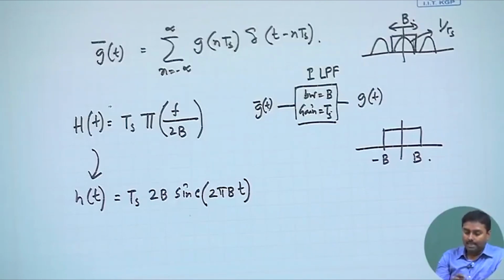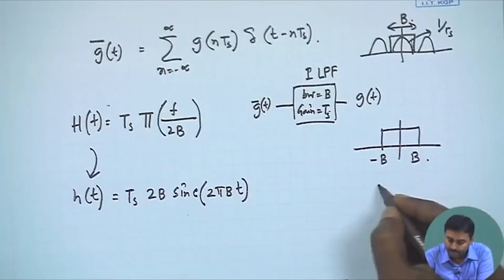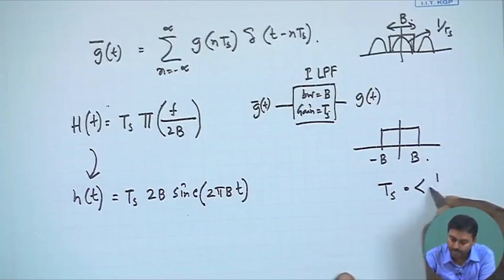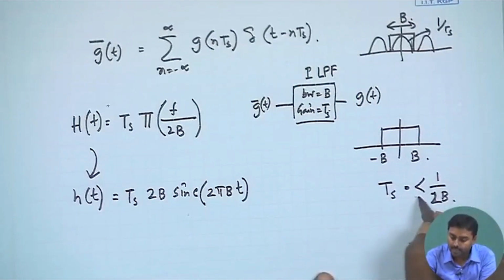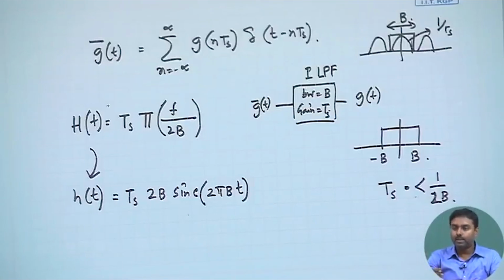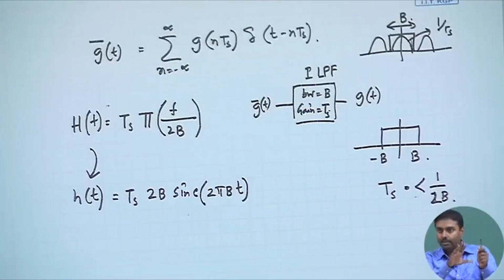Now, let us say we have just satisfied the Nyquist criteria. That means our Ts, what had to happen? That must be less than 1 by 2B. Just satisfied means I also take the equality condition. There is a case where I can take the equality condition, if the highest frequency of the signal we are considering is not an impulse.